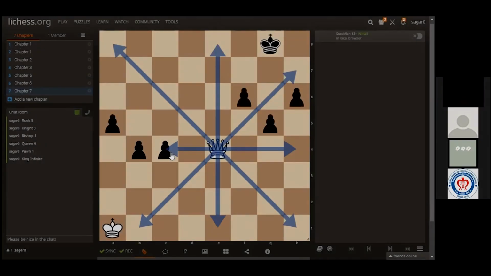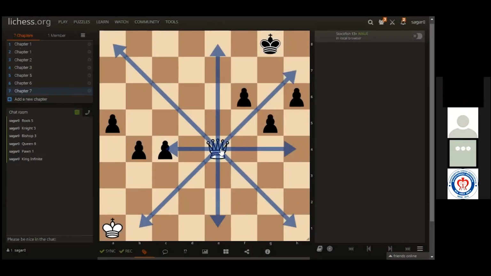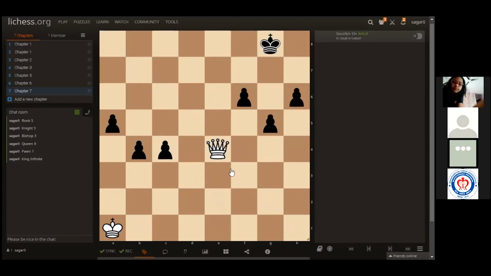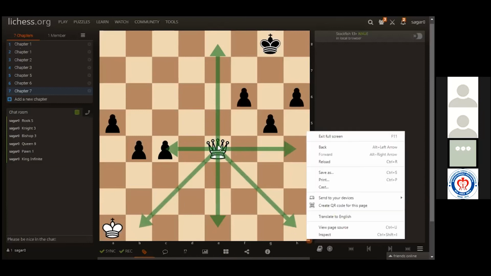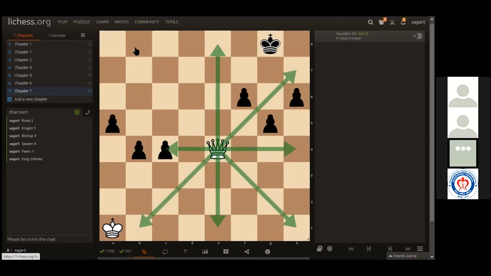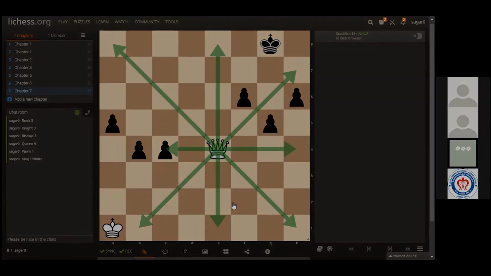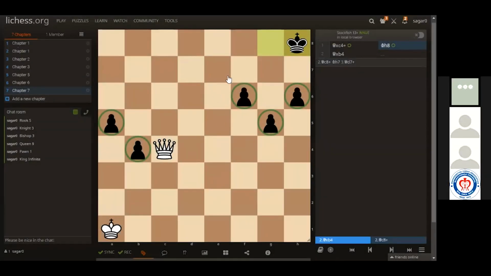Okay. So standing, sleeping, cross. These are three words you should remember when moving the queen. Standing, sleeping, and cross. As you can see on the board also, standing, sleeping, and cross. Okay.